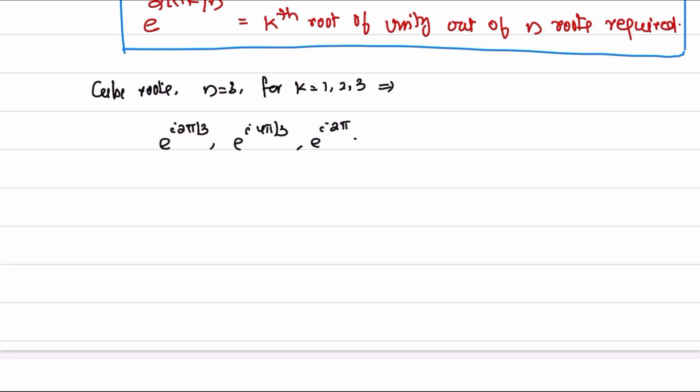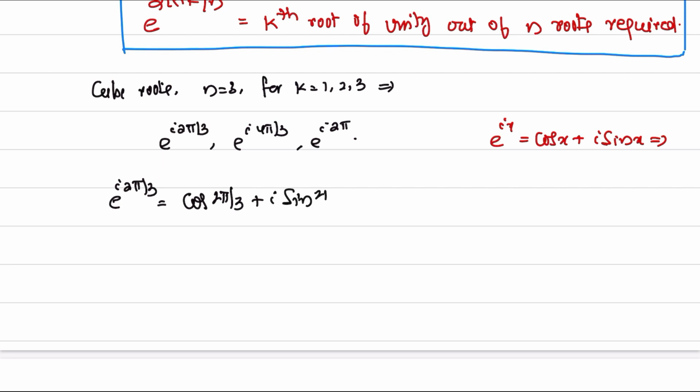But we know e to the power of ix is equal to cos x plus i sin x. Using this, e to the power of i into 2 pi by 3 is equal to cos 2 pi by 3 plus i sin 2 pi by 3. These values I have already discussed how to get. Minus half plus i into root 3 by 2.